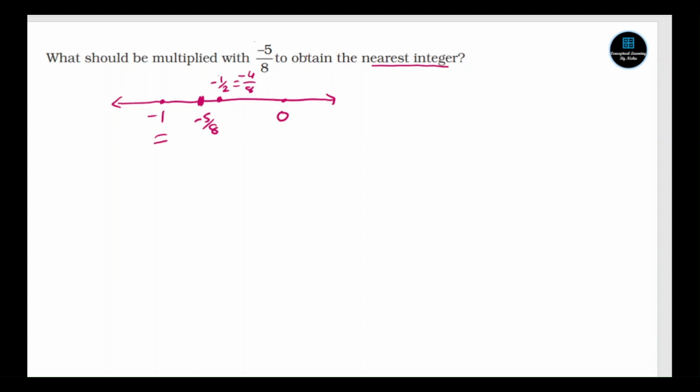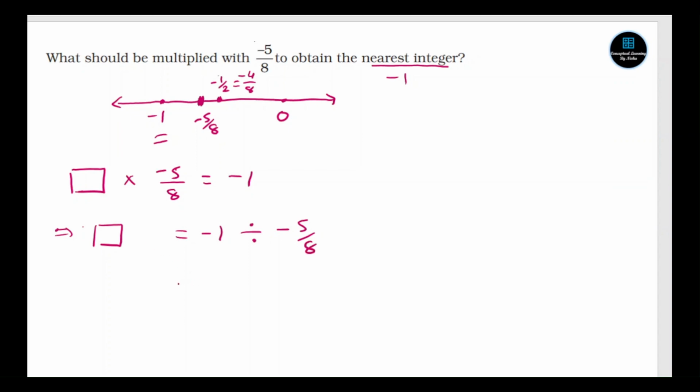Now reframe the question, okay. What should be multiplied with minus 5 upon 8 to get the nearest integer? Now we figured out which is the nearest integer. This is minus 1 here. So minus 1 we want, okay. So see, first how we figure out which integer we want. We don't want 0, okay, we want minus 1. Don't make a mistake. Now to find this value, I have to divide this from minus 1. So minus 1 divided by negative 5 over 8.